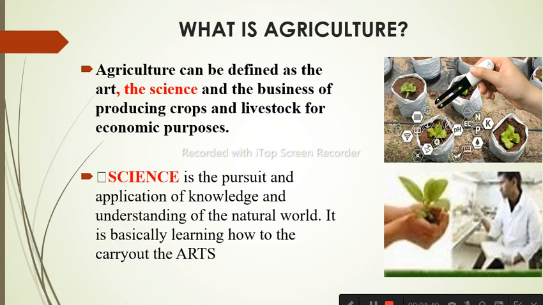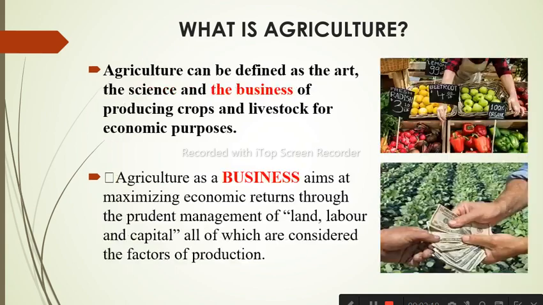Agriculture can also be defined as the science. Now, the science is the pursuit and application of knowledge and understanding of the natural world. It is basically learning how to carry out the art. And the science is studying the nutrients, the pH of the soil. So we have NPK here, and we're looking at the different nutrient capacity of the soil.